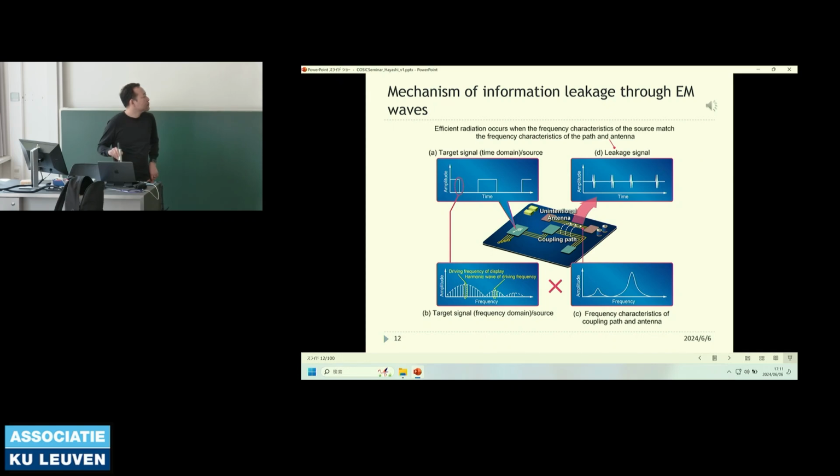What we need to pay attention to here is that strong radiation occurs when the frequency characteristics of the source match the frequency characteristics of the path and antenna. Conversely, if the frequency characteristics of the source do not match those of the path and antenna, strong radiation will not occur, even if the amplitude of the source is large. Additionally, from another perspective, the path and antenna could be considered as frequency filters for the source.